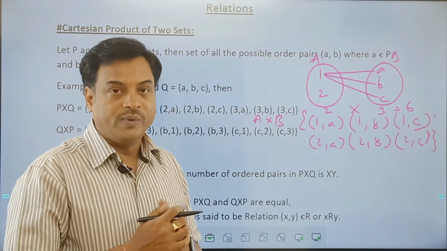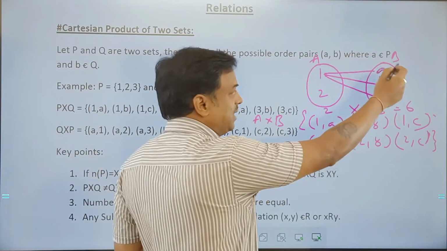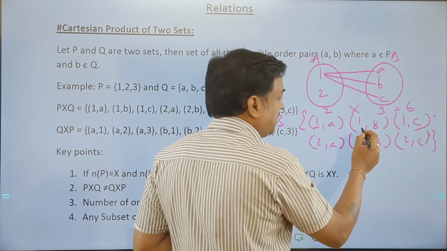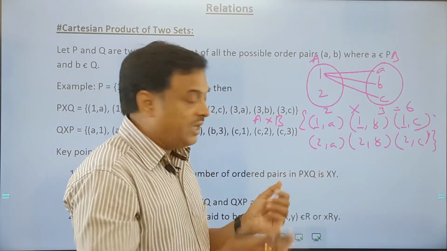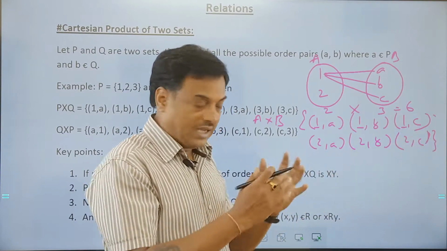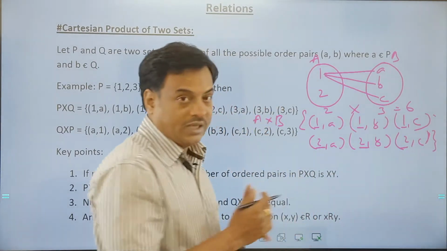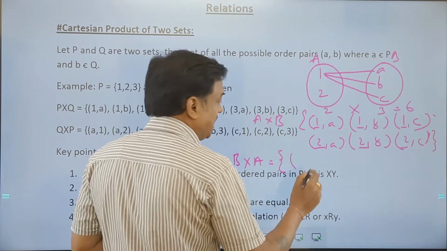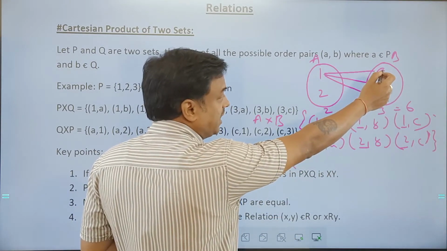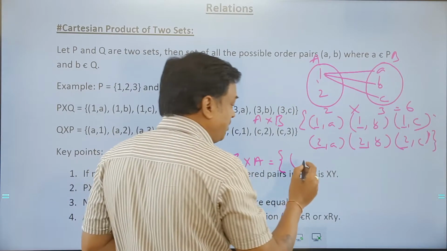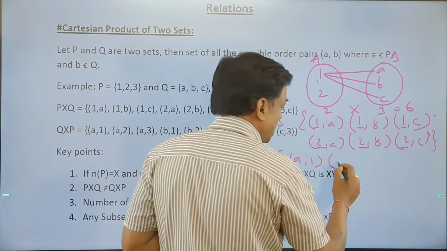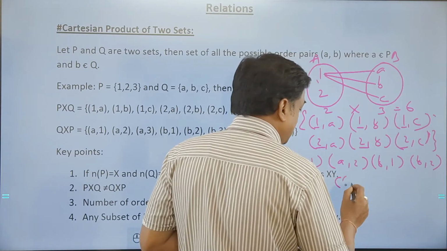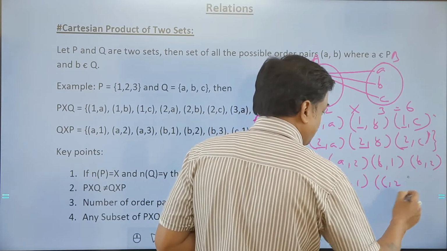Now the second thing we need to observe: the mapping is done from A to B, so here we are doing A cross B. When I do A cross B, the elements in the ordered pair are called ordinates. The first ordinate is from A and the second ordinate will be from B. Similarly, if I do B cross A, then the first ordinate will be from B and the second from A. So I will write this as A comma 1, A comma 2, B comma 1, B comma 2, C comma 1 and C comma 2 as ordered pairs.